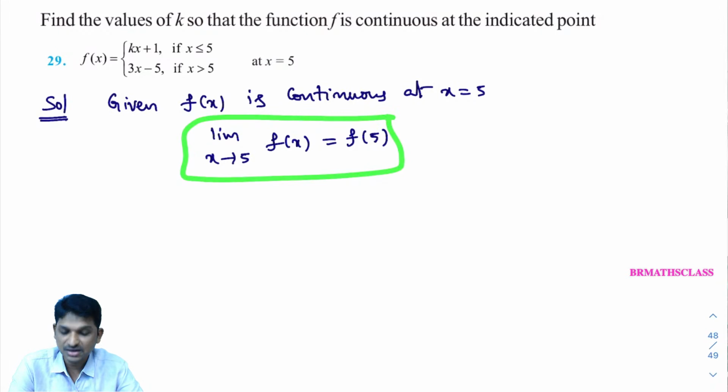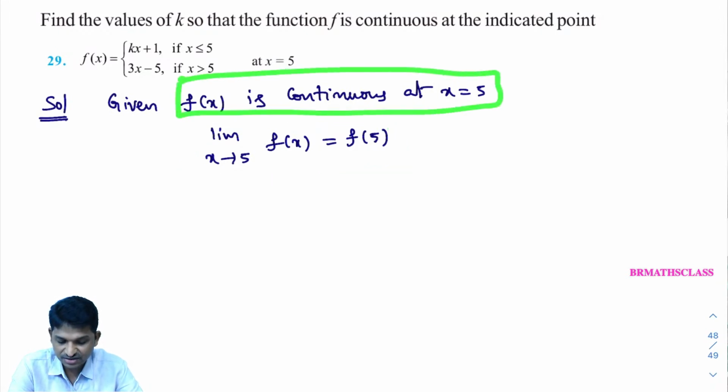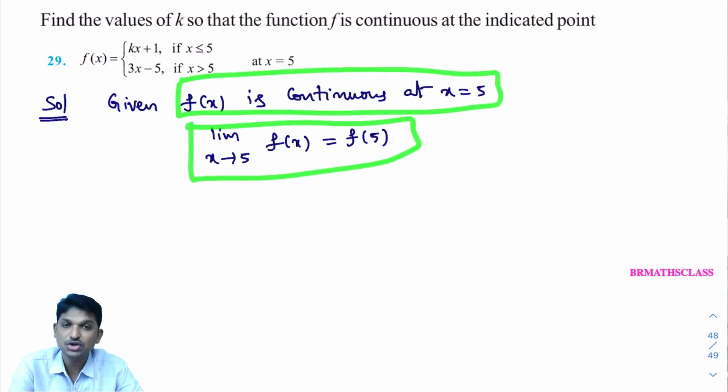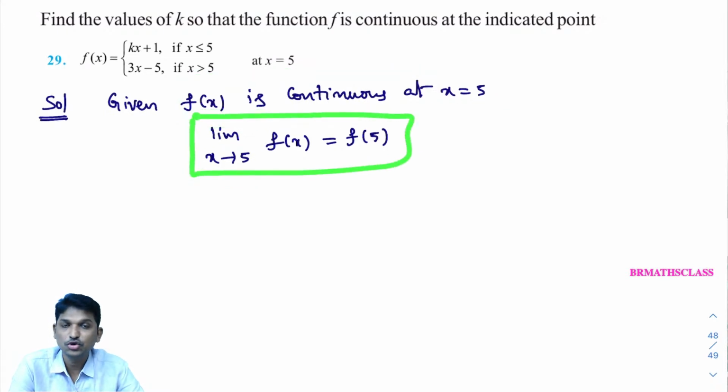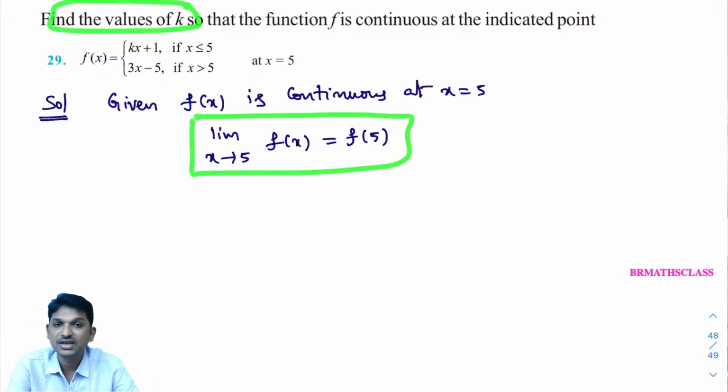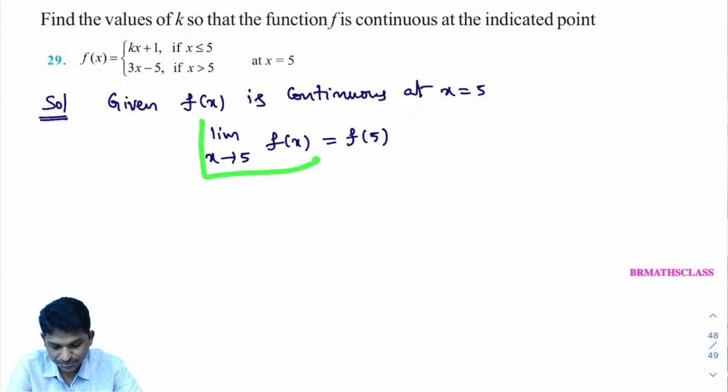But the point here is, they have given in the question that it is continuous at x equal to 5. That means this equation holds good. We can use this equation. We are not going to prove it; we will use it to find the value of k. Here you observe the limit exists. What does it mean? Limit exists means the left hand limit exists, the right hand limit exists, and both will be equal.